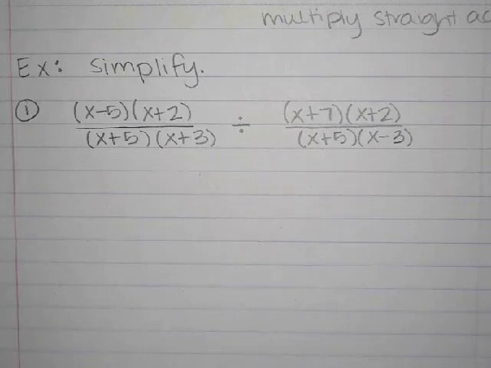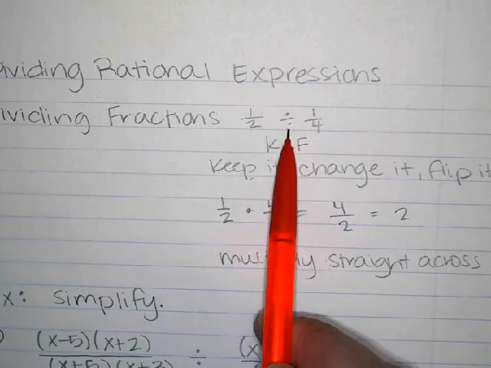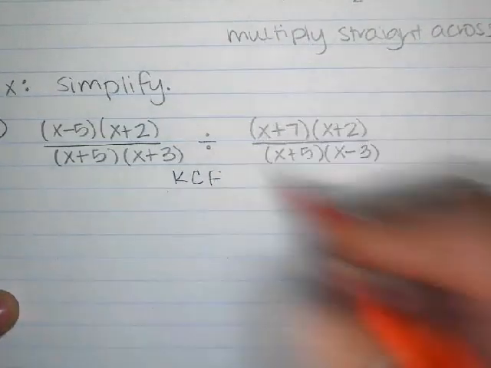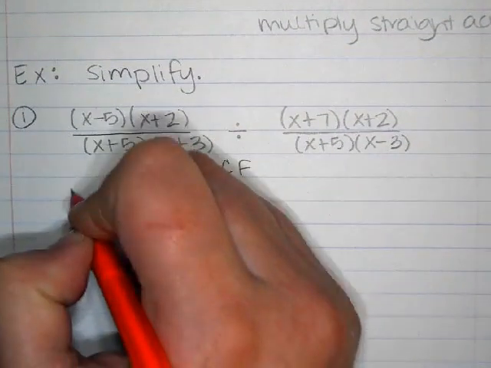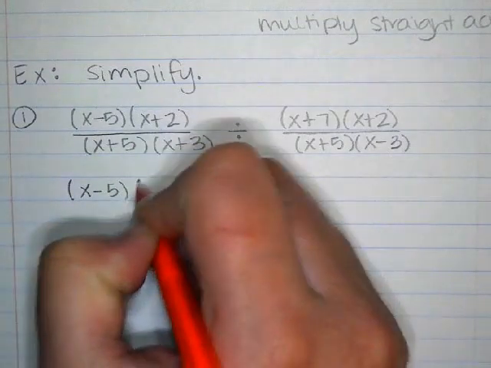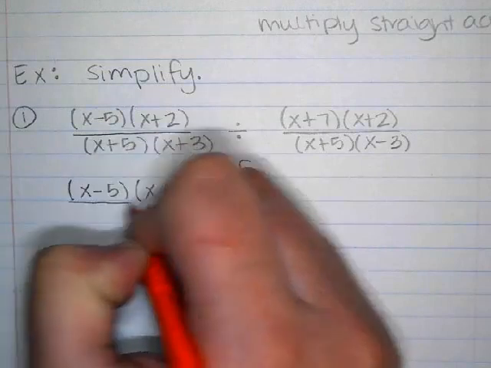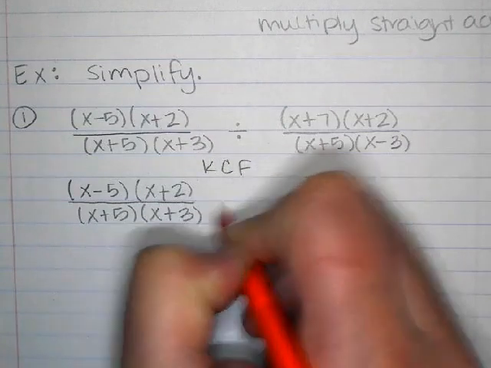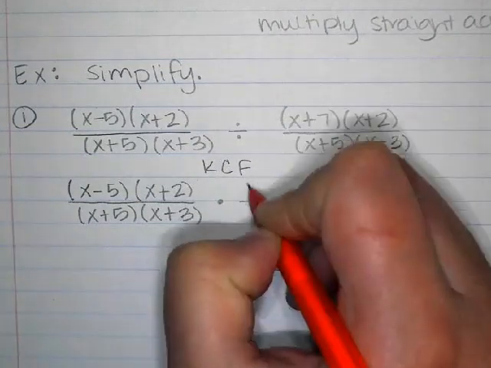All right, so what are we going to do? It's a division problem, so how do we start? Keep it, change it, flip it. So anytime we see it's a division problem, we're going to keep it, change it, flip it. Almost Kentucky Fried Chicken, not quite. So keep the first one the same, change it to a multiplication problem, and flip the second one.